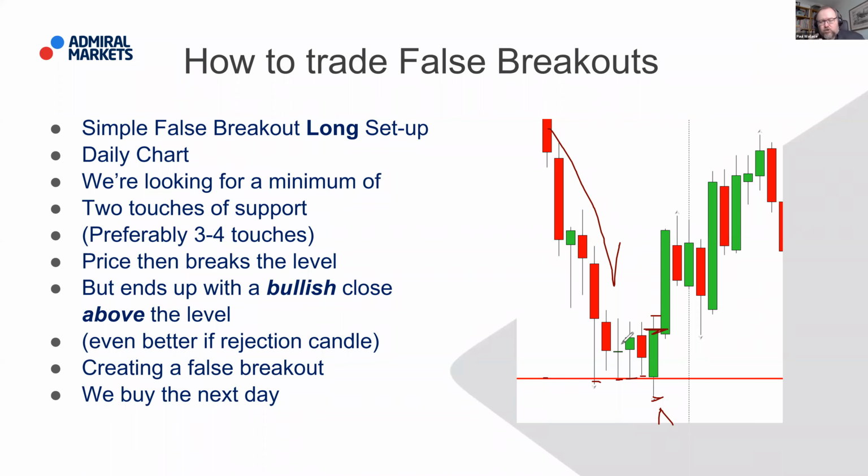So, as I said, it's a good rejection candle. It's fulfilled all those levels. We've had 3 or 4 touches of a very clear level. We've pressed beneath it. Price has reversed. It's closed on a bullish level. It's a strong close as well. It's also created a bullish engulfing candle there. So 3 or 4 things have come together that give us our trading opportunity.